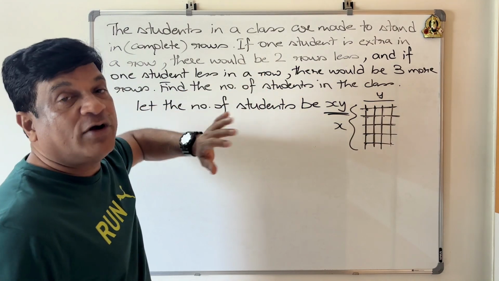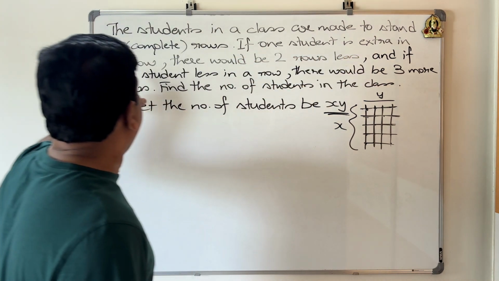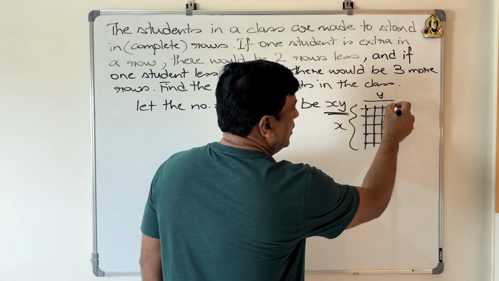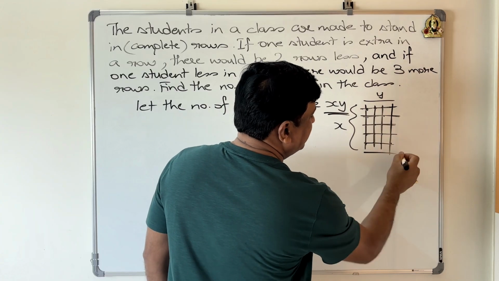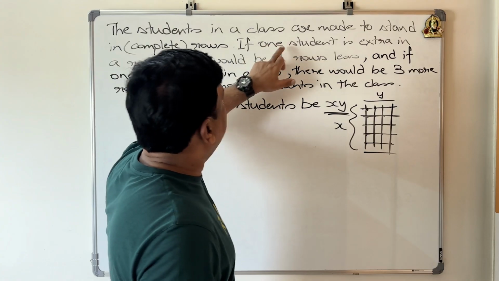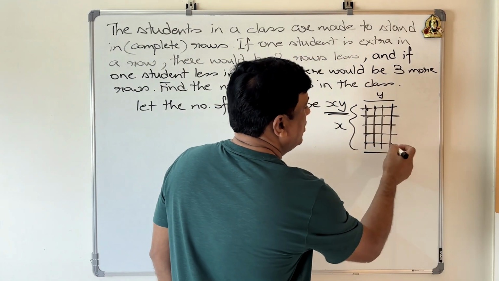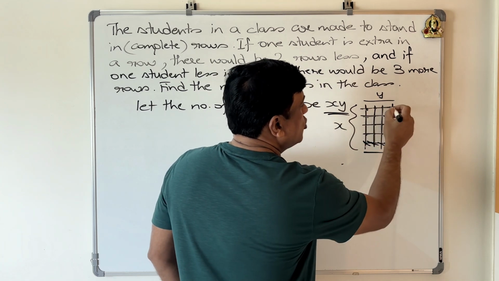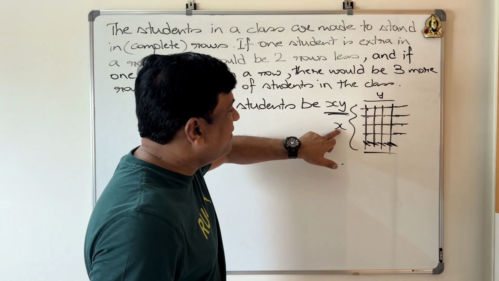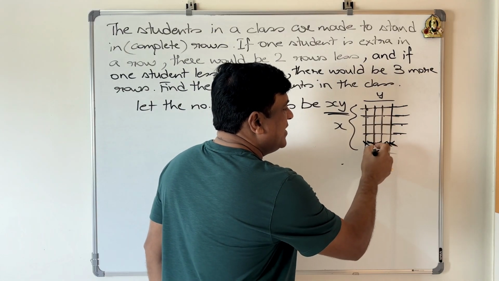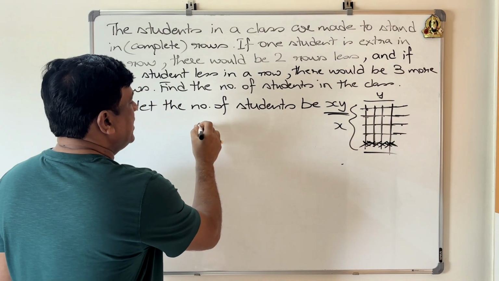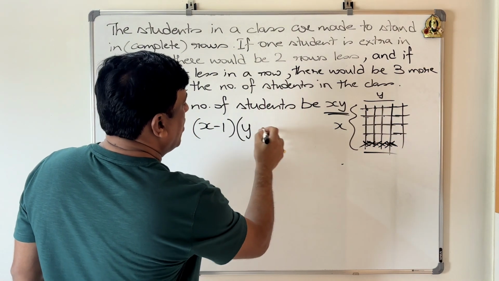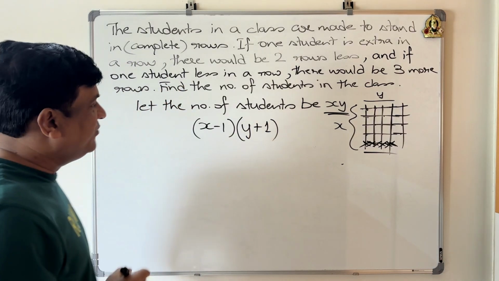Now let's move ahead with the conditions they have given. If one student is extra in a row, they are doing away with one column and putting another row over here. Look at it. Sorry, it's the other way around. They are removing this row and putting the students over here. These 4 students go in that particular row. So one of the rows is getting deleted, and the number of rows will now be x minus 1. And the columns, it's adding one more column, so that will become y plus 1.